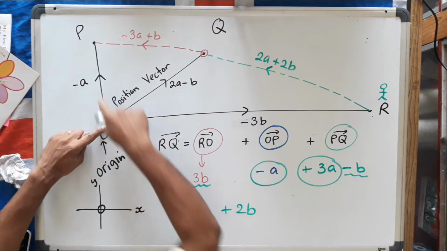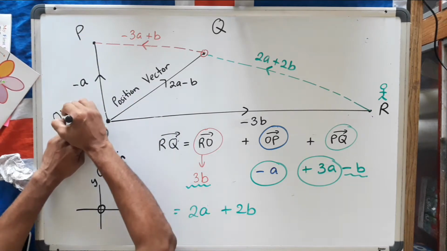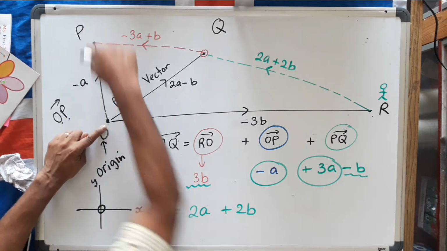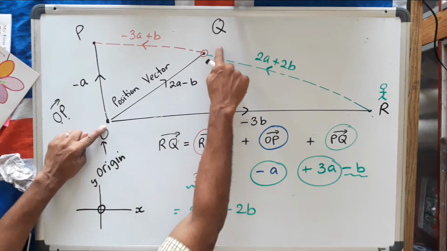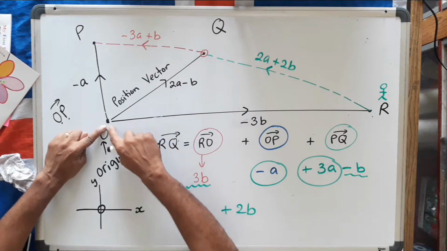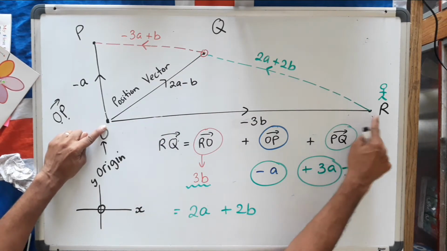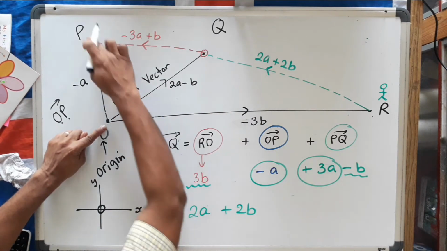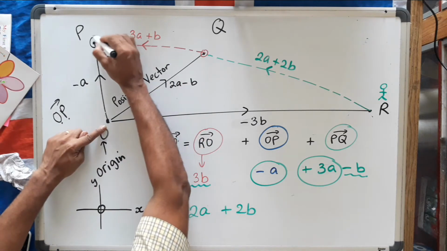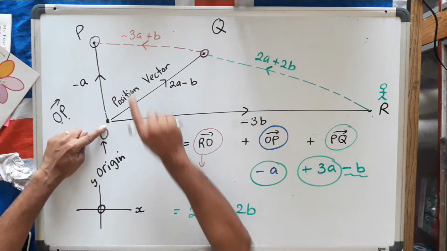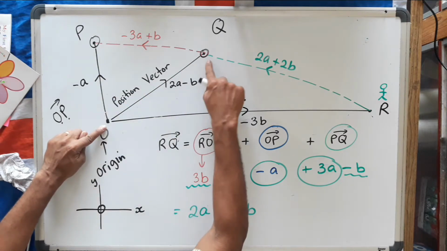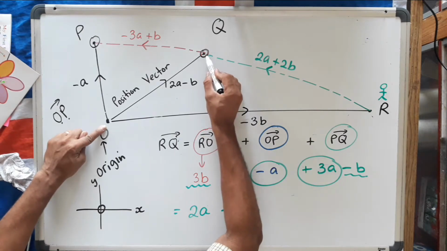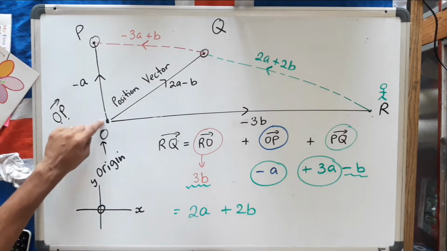So OP, the vector OP, because it starts at O, you call this a position vector. OQ is also a position vector because it's connected to O. And OR is also a position vector because all these vectors start at O. However, PQ is not a position vector because PQ starts at P and goes to Q. Also, QR is not a position vector because it starts at Q and ends at R. It does not start at O.